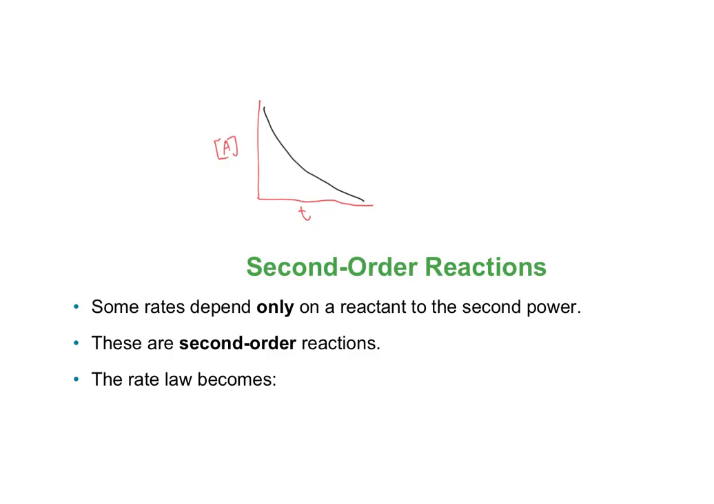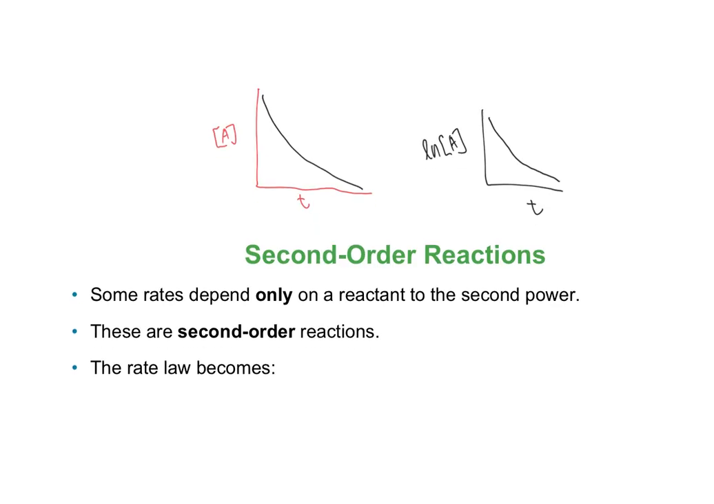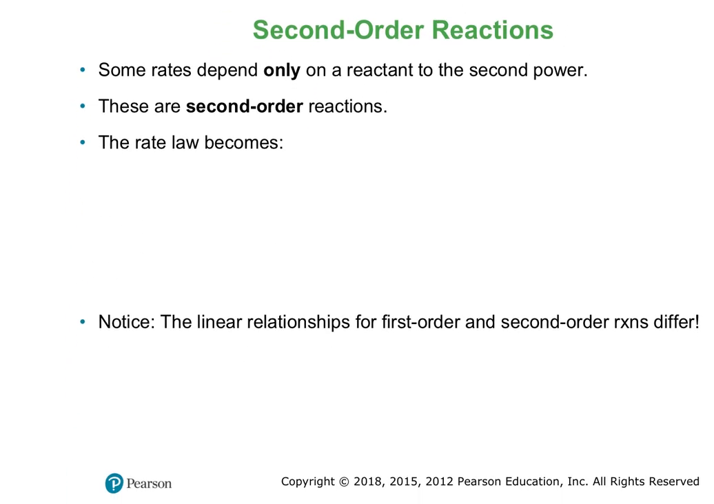And so again, if I was to take this information and plot the natural log of that concentration versus time, if it was linear, then I know it's first order. If it doesn't come out linear, if it still has a curve to it, then it's not first order. So we need to try another function to see if that gives us a line. So that leads us into second order.